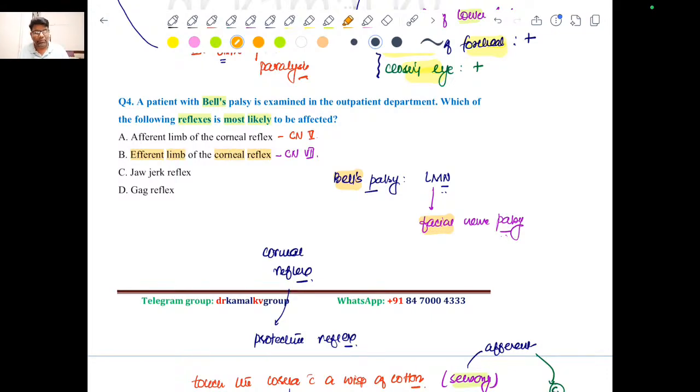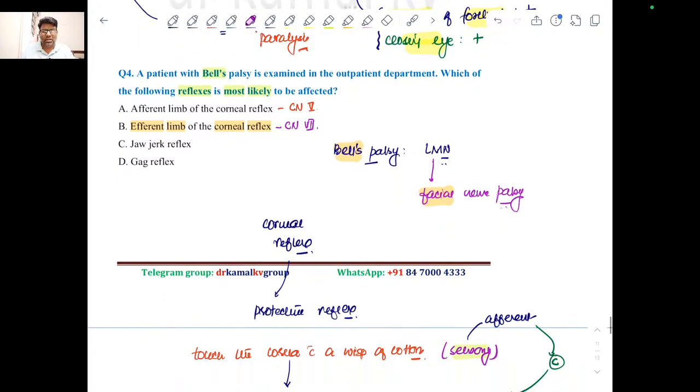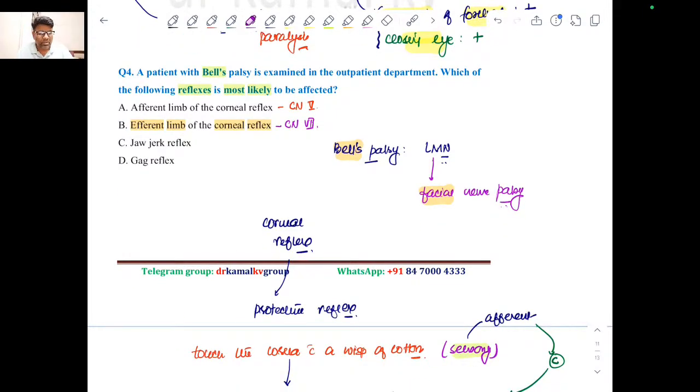So this is one FMG question which has been asked a few sessions back. In Bell's palsy, the corneal reflex will be absent. The efferent limb especially will be affected, and therefore the corneal reflex is absent. Even if you touch the cornea with a wisp of cotton, there will be no blinking, and this is nothing except the fact that the patient with lower motor neuron facial nerve palsy cannot close the eyes, so the eye remains open. So it is just a simple representation of that particular fact in a question format.